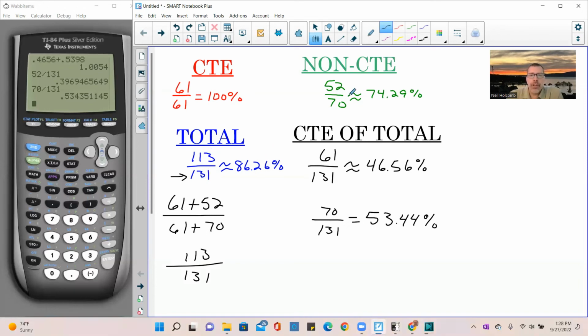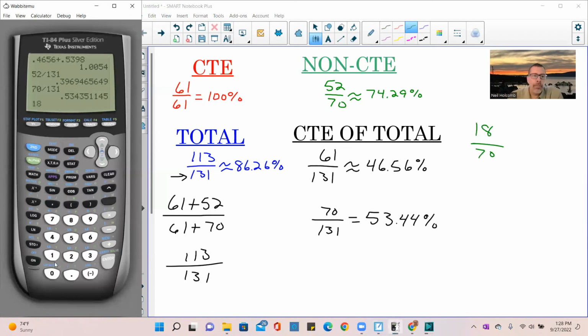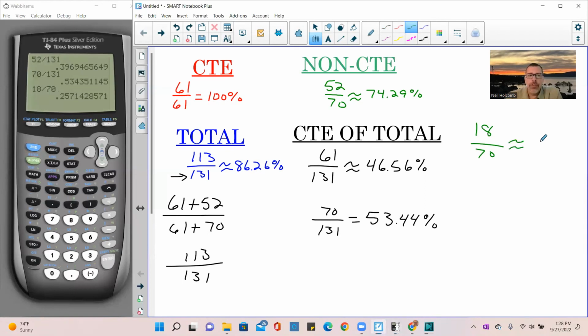So non-graduating would have been 18 out of 70. You could also do those calculations. So non-CTE, the ones who didn't graduate, was 18 out of 70, which is 25.7% approximately, 25.71%. And what else? This is the total. This 53% here is the number of non-CTE students versus the total students. So I don't know, number of students is what you're looking for. Probably not. This is probably not a value you're looking for.